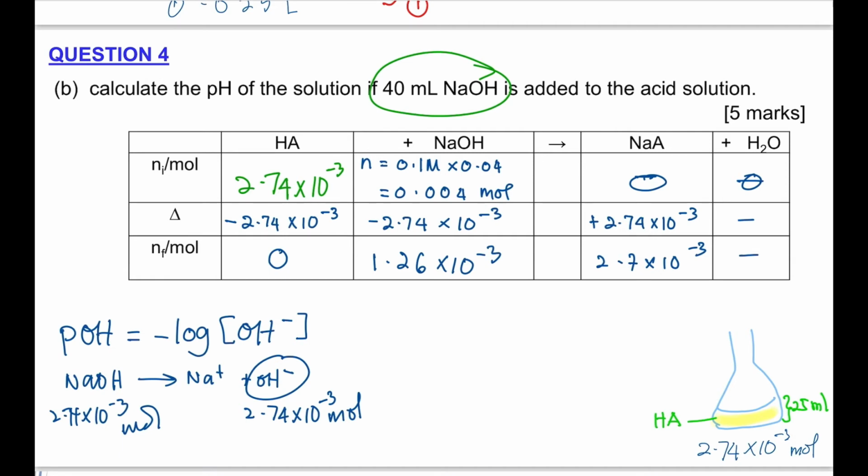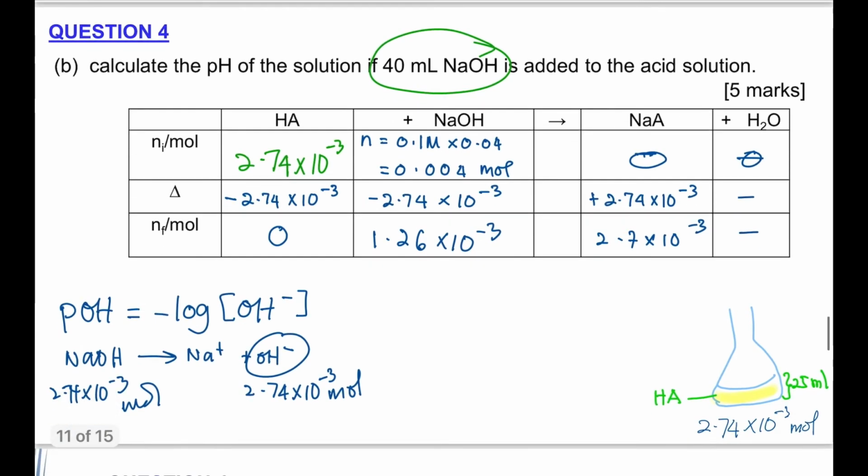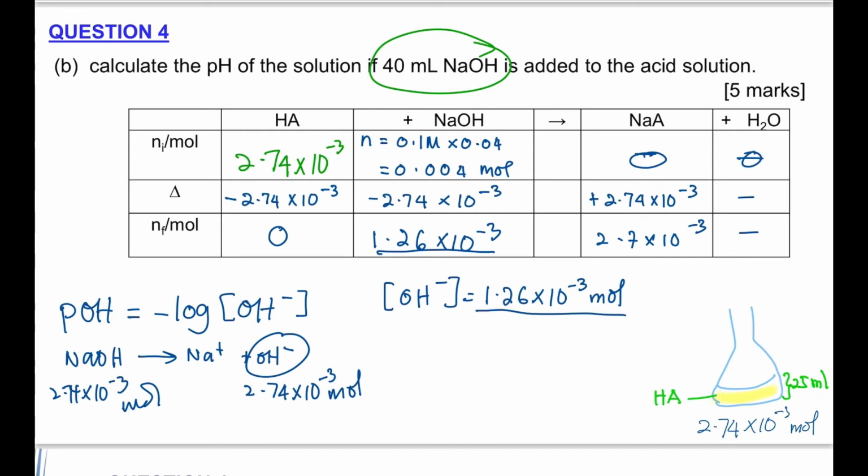But to calculate the pOH, we need to find the concentration of the hydroxide ion. Concentration of hydroxide ion is the number of moles over the volume. Salah pula. Tadi yang kita kira tadi 2. The moles of base left is 1.26 exponent negative 3 mole inside the solution.